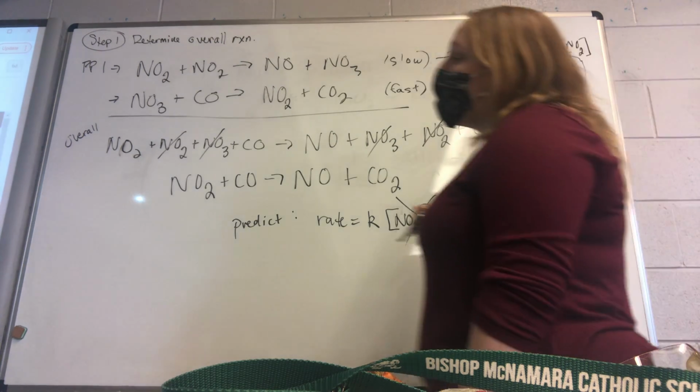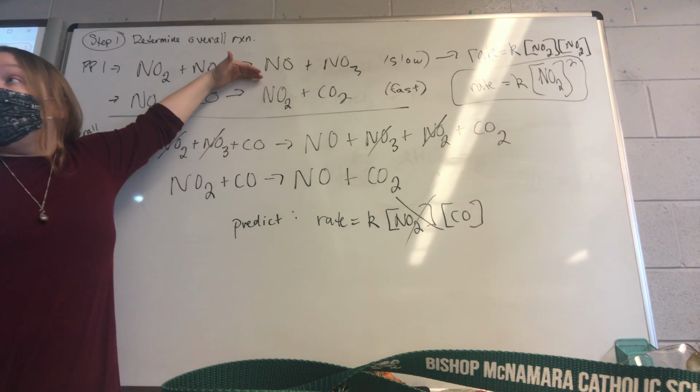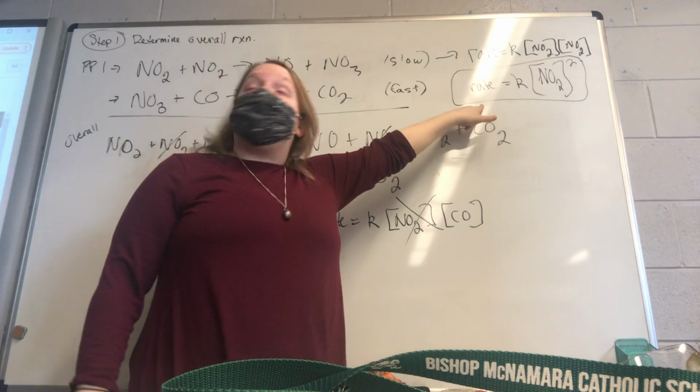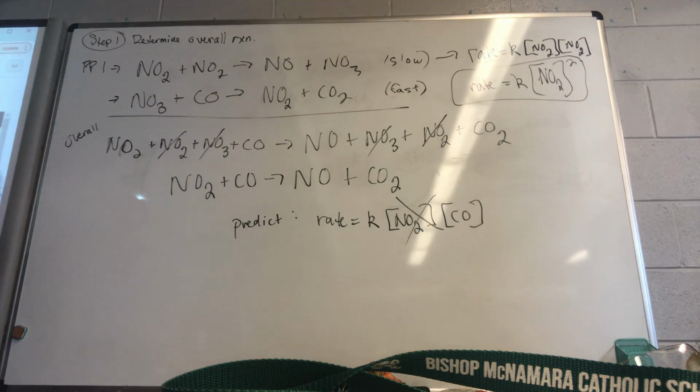For slow first steps, predicting the rate law is super easy. You just write, using that slow step, what the rate law is based on the reactants only. Okay? The next thing says, if there are any intermediates, indicate them.